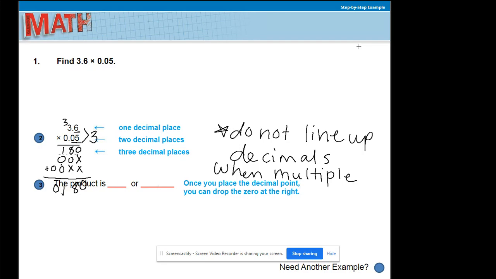So I'm going to rewrite that right here. We're going to have 0, 1, 8, 0, right? And we still need to move 3 times. So if we move 1, 2, 3 decimal places, our answer is going to be 0.180, or you can drop the 0 in the back, and you can get 0.18 as your answer.